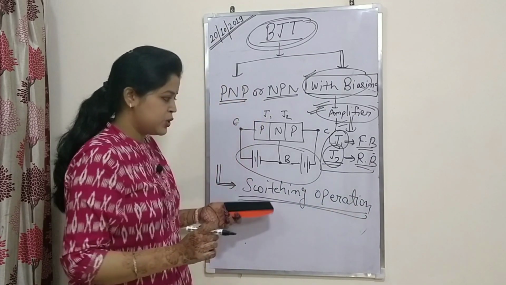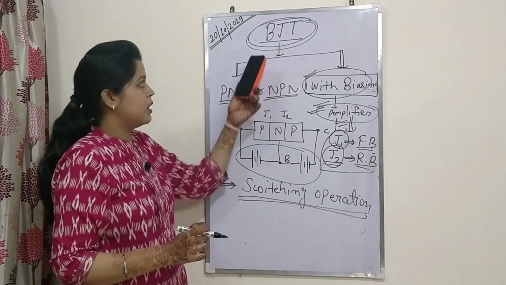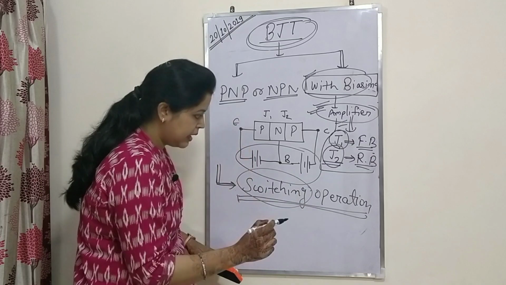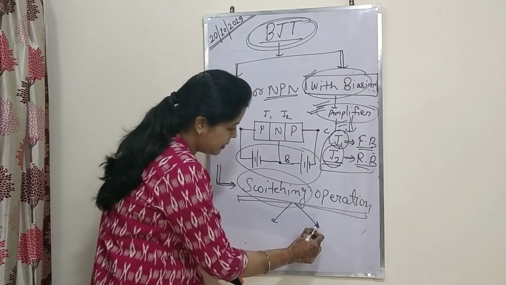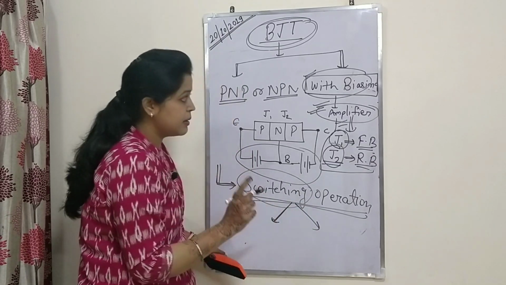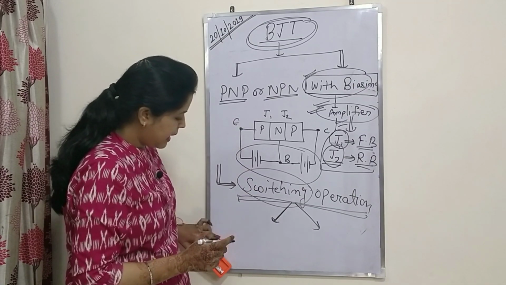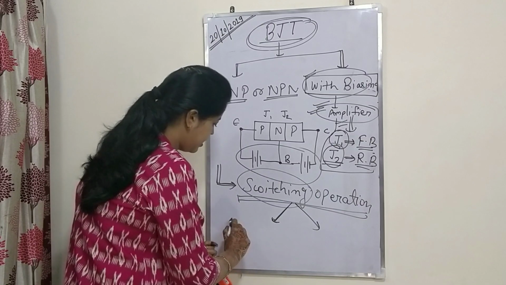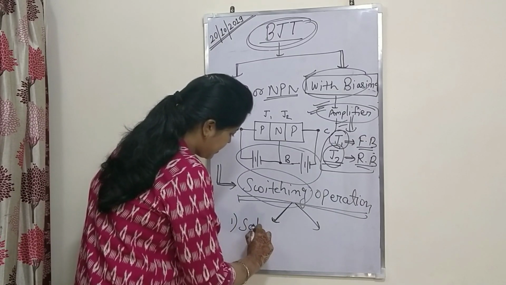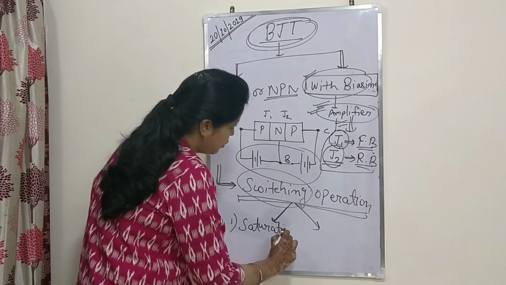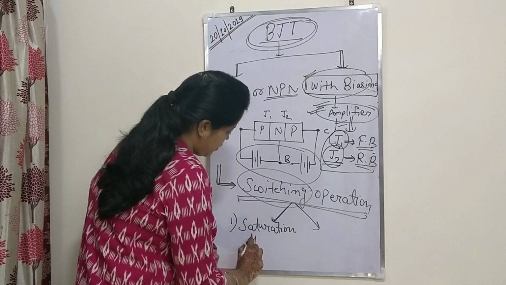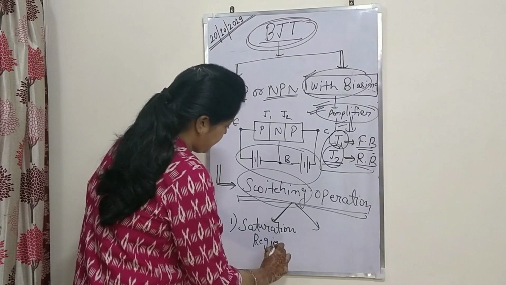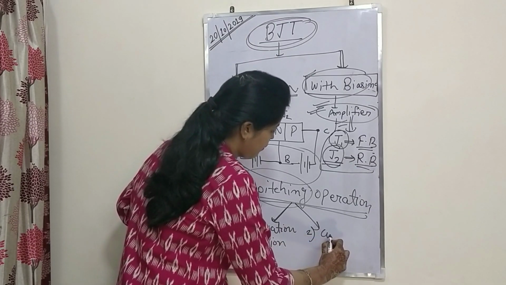If you want to design a switch, or if you want to go with a transistor in order to perform switching operation, then there are two proper biasing methods. By applying them, you can make the transistor perform switching operation. The first one is saturation mode, or I can say saturation region. The second is cutoff region.